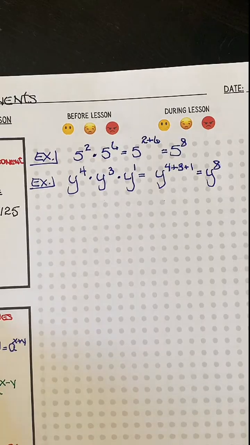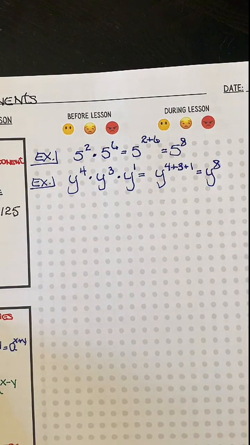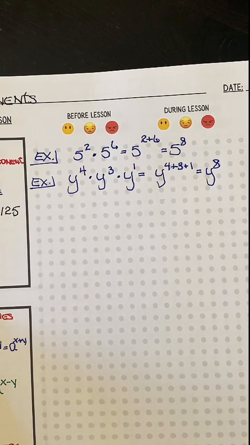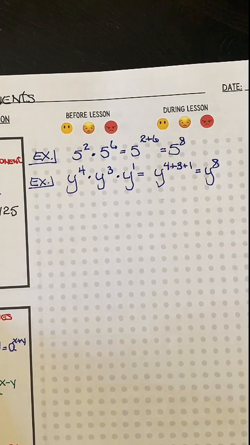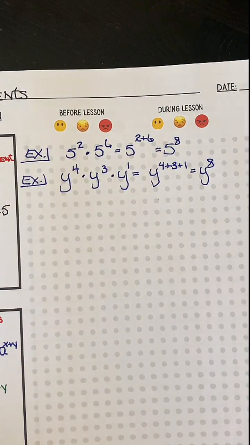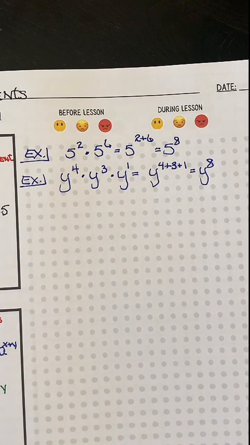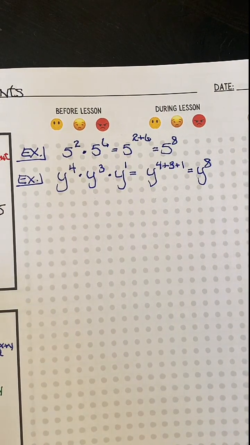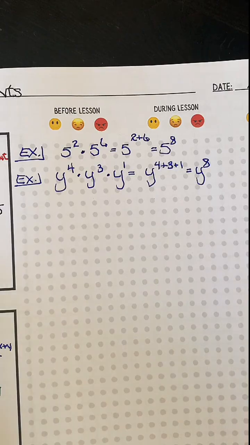Yes, 0 cannot be raised to a power, especially 0 power. You're going to get undefined because you have a 0 in the denominator. So that will be undefined.